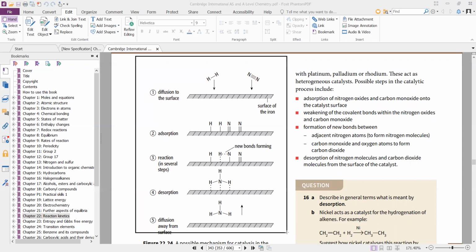Adsorption means going inside. You can remember adsorption. The difference: adsorption, bonds weakening with it.